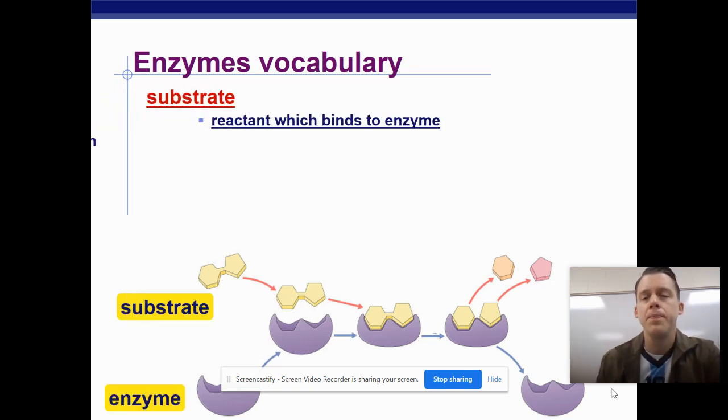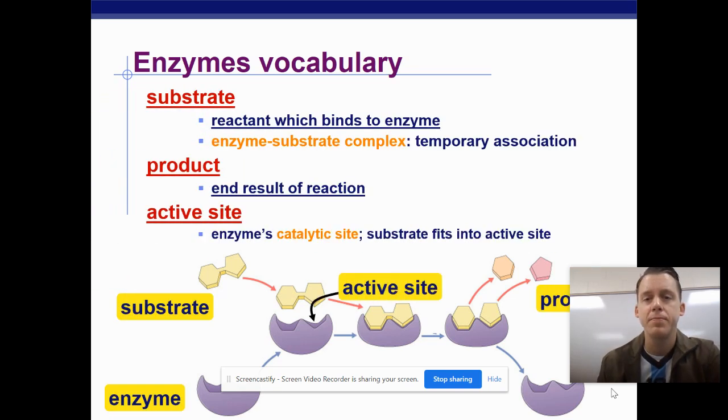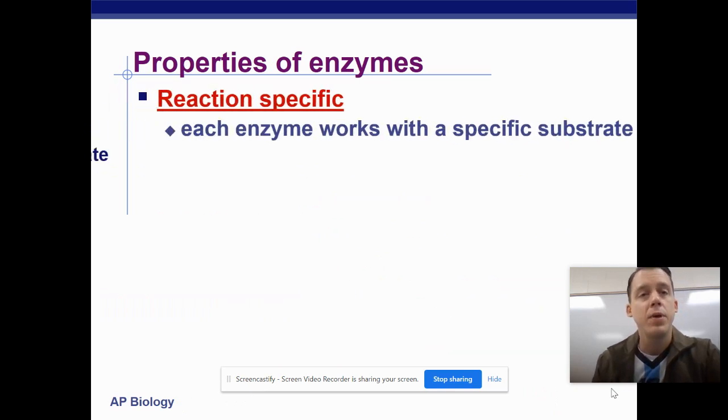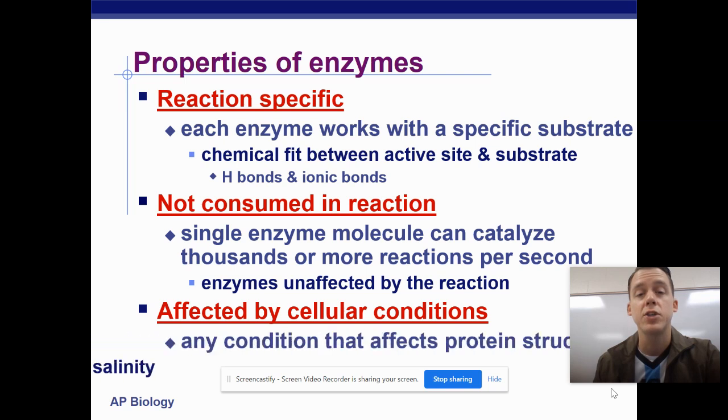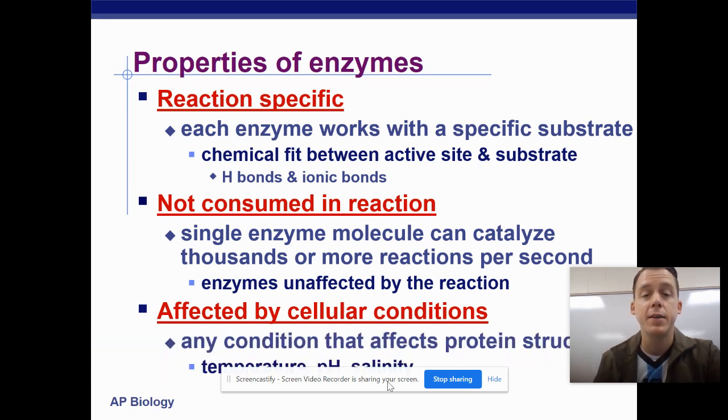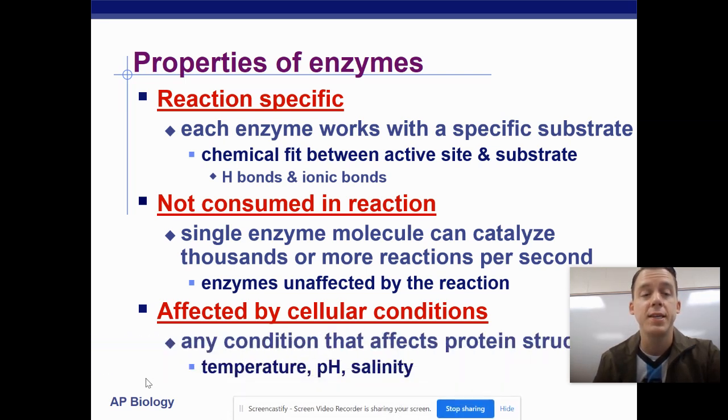So before, we learned from vocabulary that the enzyme helped with a reaction. The substrate is like the reactant. The product is the product, it's the end result. And the active site is the part of the enzyme that does the job. And we also learned some properties of enzymes: that they are not consumed in the reaction, but they can be affected by cell conditions. So we're going to continue this.